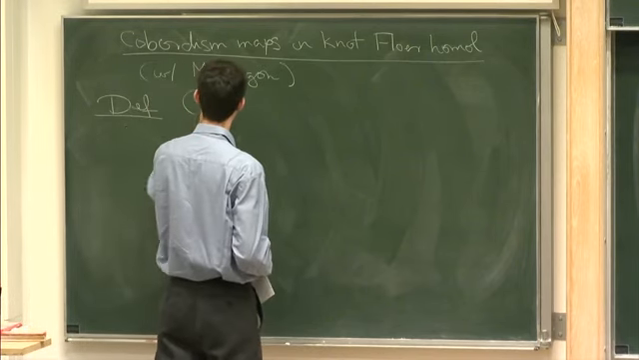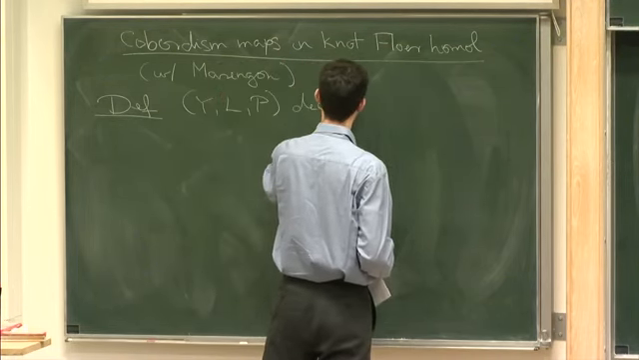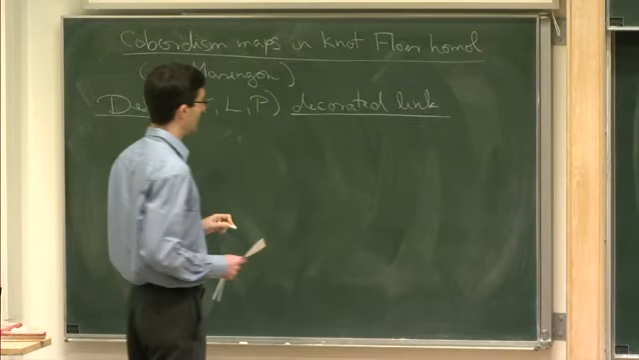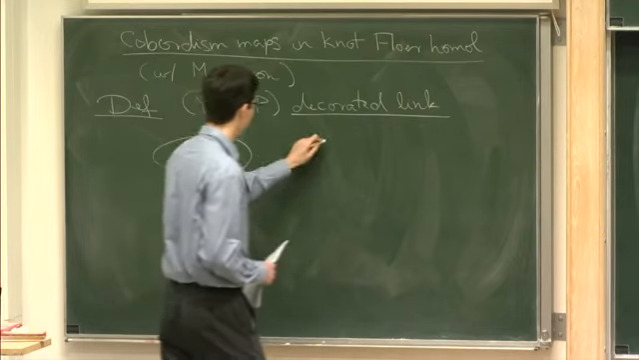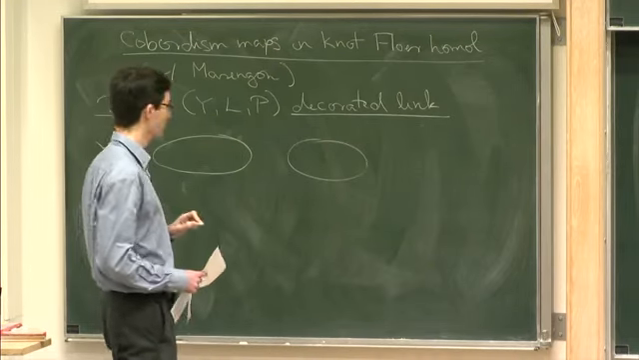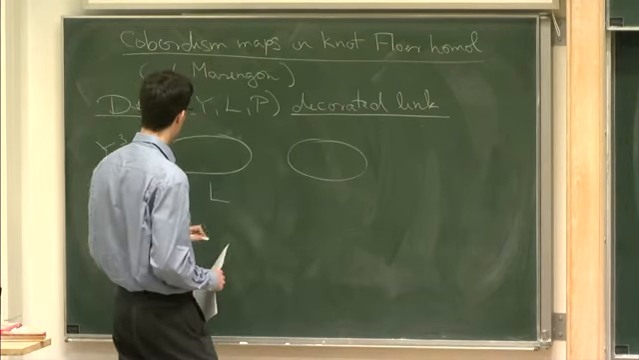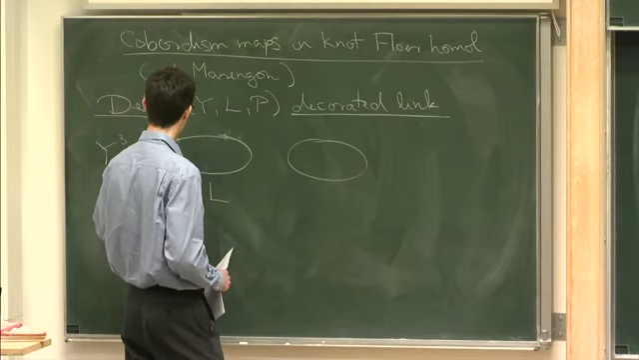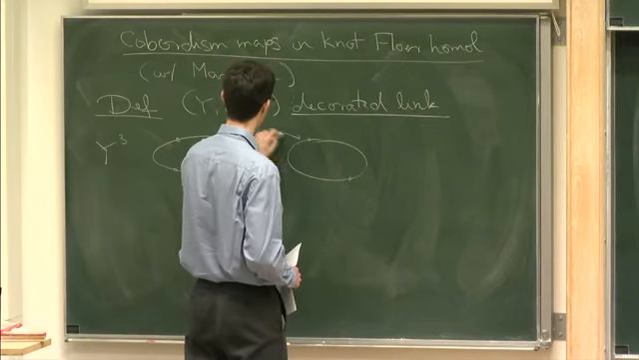It's a triple (Y, L, P). So this is a decorated link. I'm just going to basically draw a picture. So you have a link in your closed connected oriented three-manifold Y. So this is your link L. And you have a positive even number of marked points on each link component. So these are the points P.